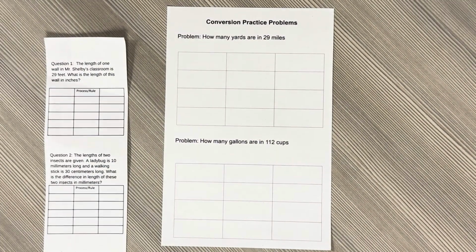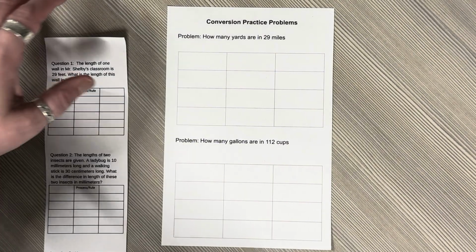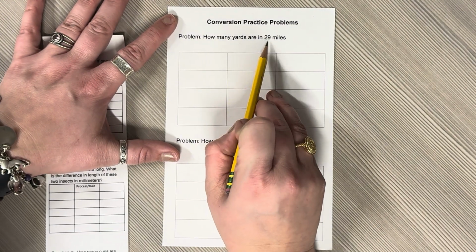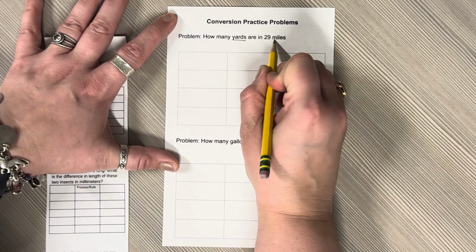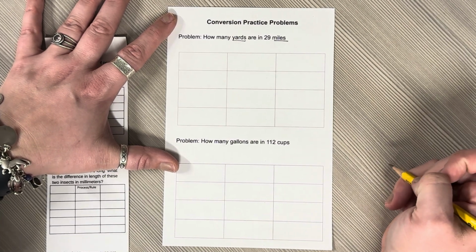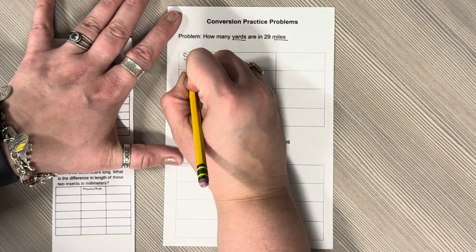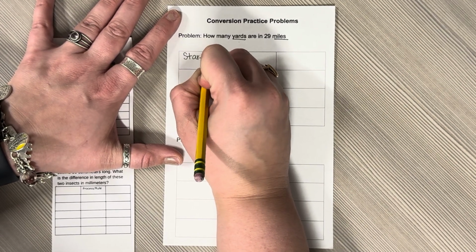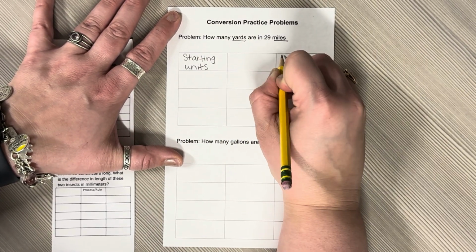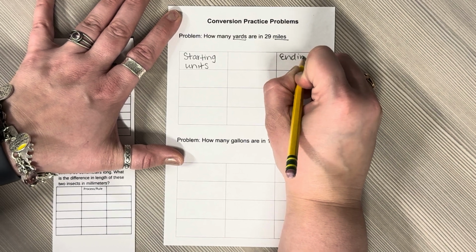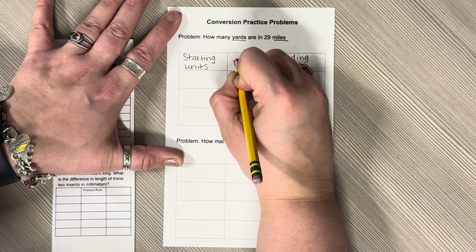Let's do some practice converting between units. Okay, so I want to know how many yards are in 29 miles. Yards and miles are not the same unit, so I have to do some conversions. I'm gonna set my chart up. I have my starting units, my ending units, and my rule goes in the middle.